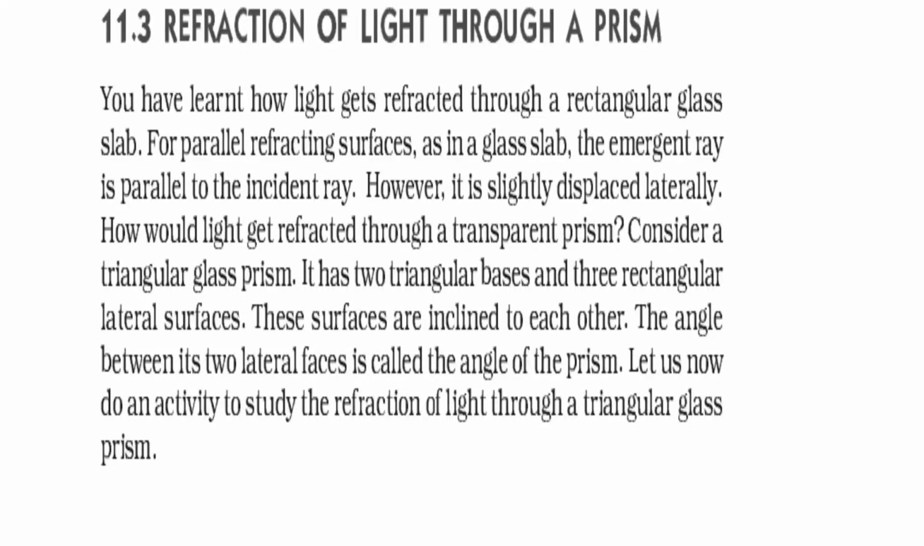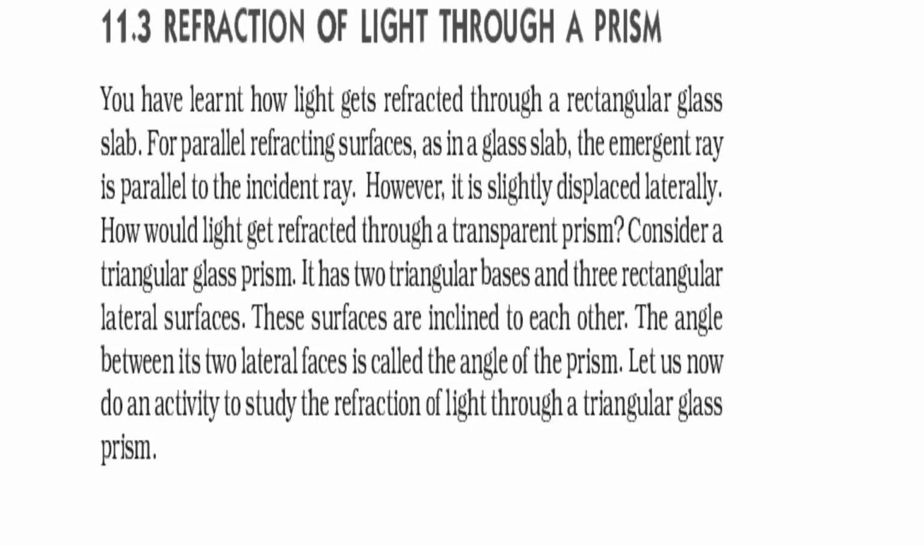Now, refraction of light through a prism. You have learned how light gets refracted through a rectangular glass slab. For parallel refracting surfaces, as in a glass slab, the emergent ray is parallel to the incident ray. However, it is slightly displaced laterally. How would light get refracted through a transparent prism? Consider a triangular glass prism. It has two triangular bases and three rectangular lateral surfaces. These surfaces are inclined to each other. The angle between its two lateral faces is called the angle of the prism.